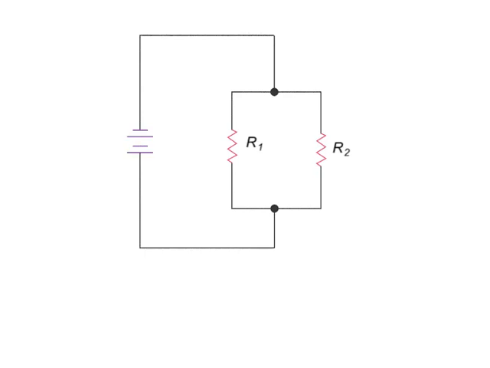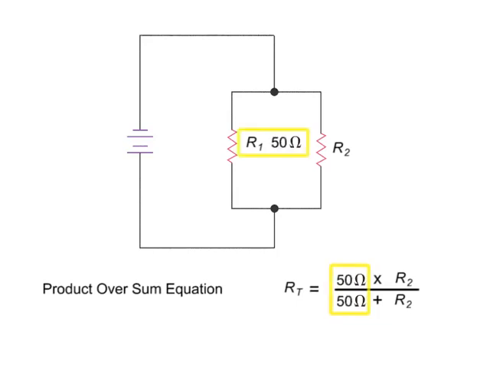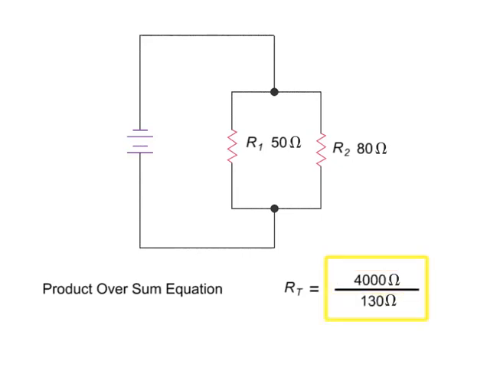Calculating the total resistance of resistors in a parallel circuit requires the use of the product over sum equation. In this parallel circuit, if R1 is 50 and R2 is 80, then the combined or equivalent resistance of the two resistors would be 50 times 80, or 4,000 divided by 130, which is 30.7 ohms.